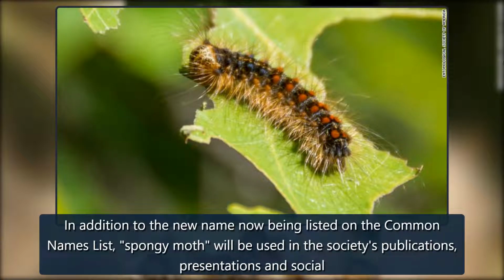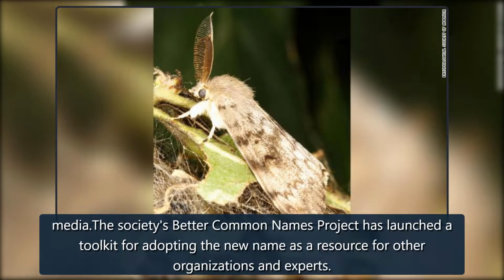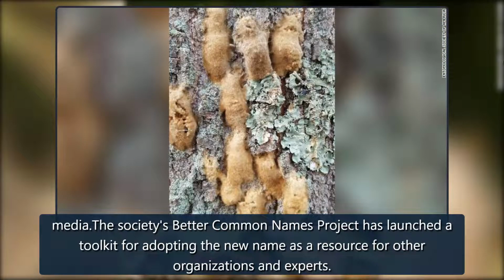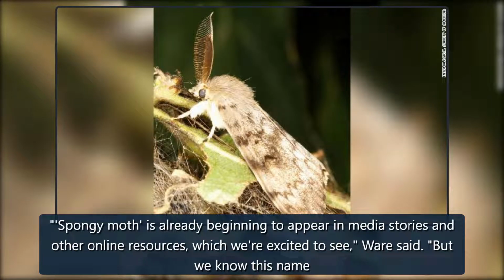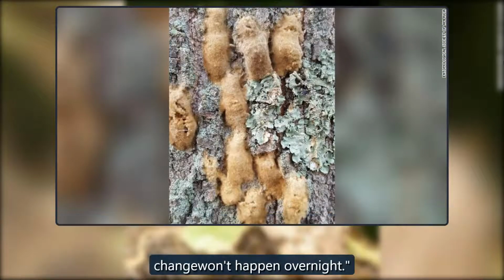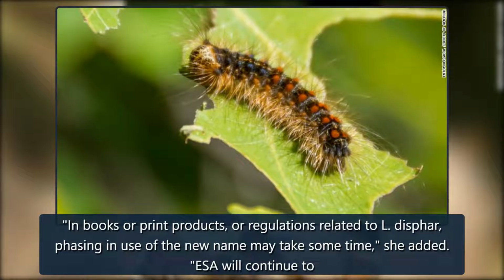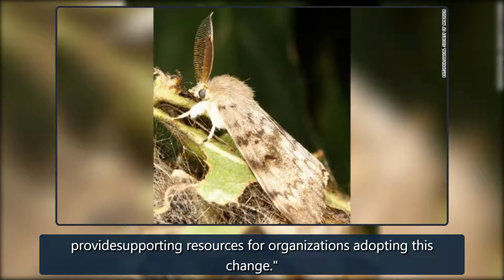In addition to the new name now being listed on the Common Names list, spongy moth will be used in the Society's publications, presentations and social media. The Society's Better Common Names project has launched a toolkit for adopting the new name as a resource for other organizations and experts. Spongy moth is already beginning to appear in media stories and other online resources, which we're excited to see, Ware said. But we know this name change won't happen overnight. In books or print products, or regulations related to L. dispar, phasing in use of the new name may take some time, she added. ESA will continue to provide supporting resources for organizations adopting this change.